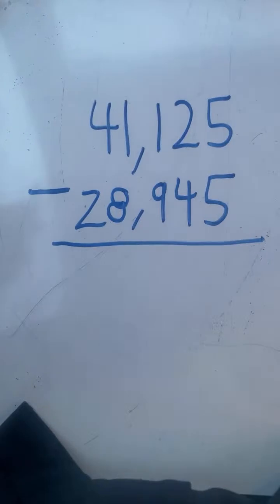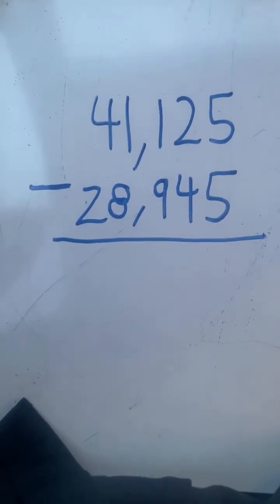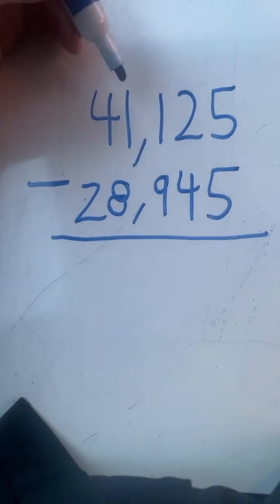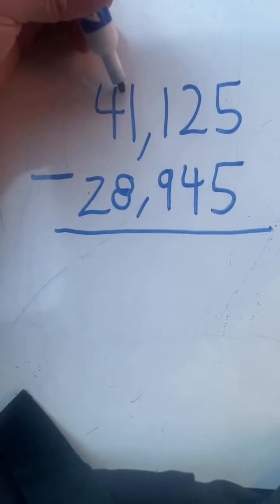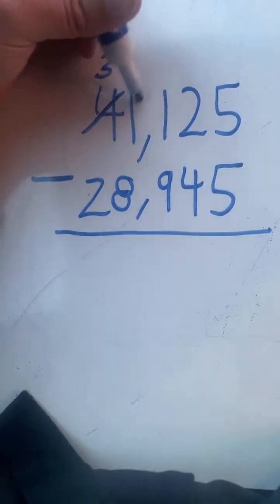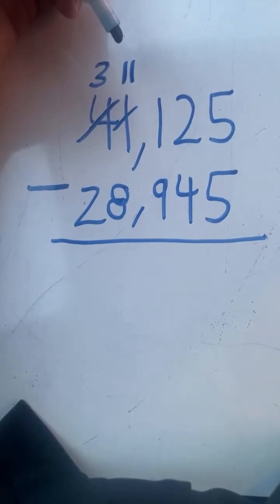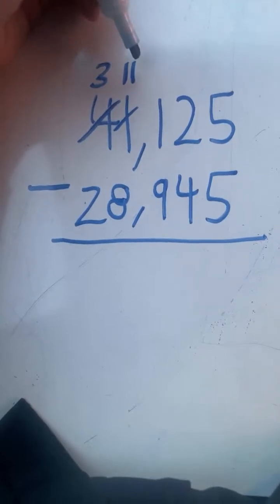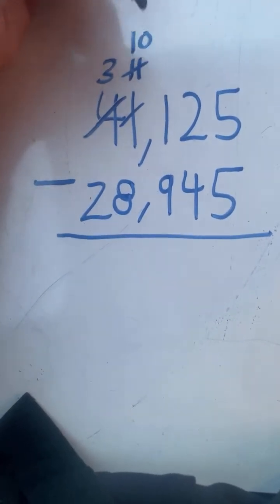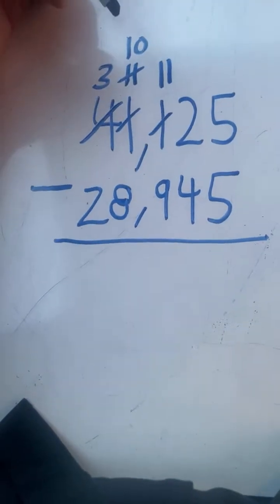So I'm going to do all of my regrouping first, and then after I'm done with the regrouping, then I'm going to subtract. So we're going to regroup in the thousands place by taking a 10 from the 10,000s place. So the 4 is going to become a 3, the 1 is going to become an 11. Now in the hundreds place, we have to take a 10 from the thousands place, so that 11 is now going to change to a 10, and that 1 is going to change to an 11.